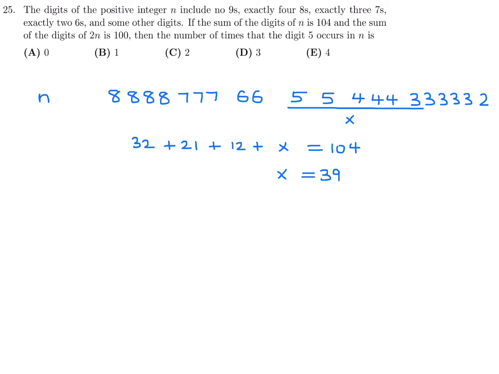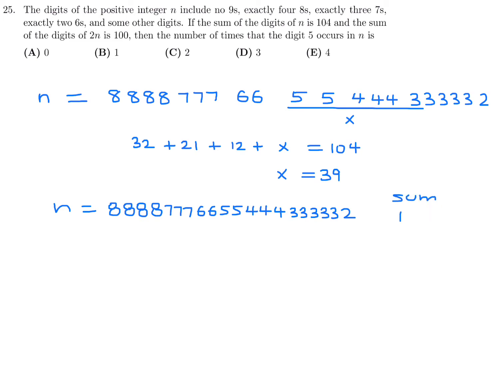Okay, and let's just say it's in order like this, that n is this number, exactly in that order. So n is basically this number right here, 888, and so on. And the sum of the digits is 104. I chose these digits to perfectly match up to 104. But now I'm interested in 2n.